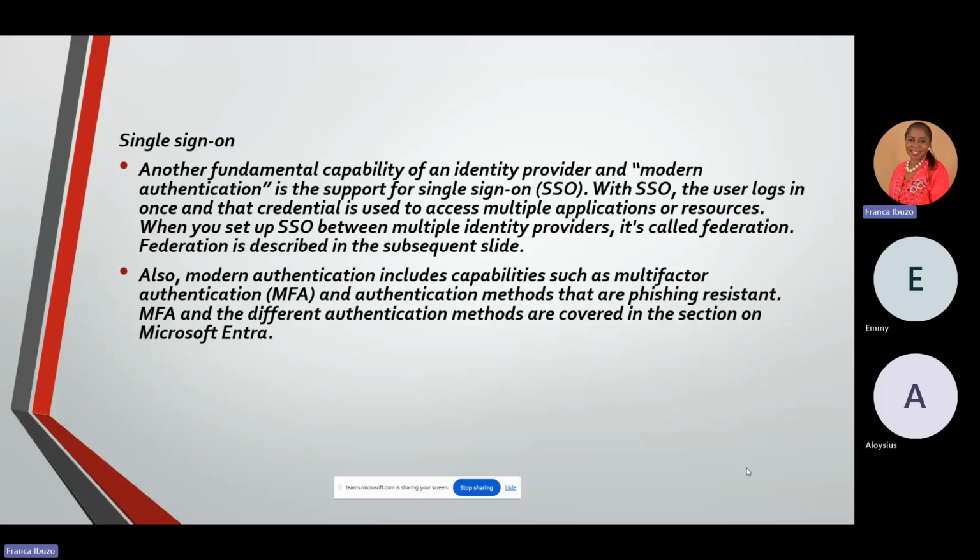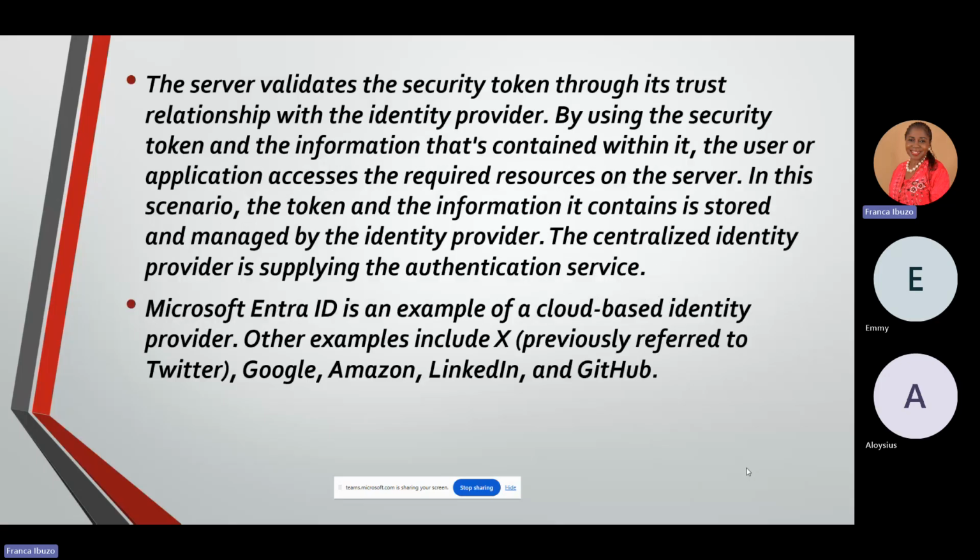Another fundamental capability of an identity provider and modern authentication is the support of single sign-on. Can somebody tell us, if you hear single sign-on, what does that mean? What can you say about single sign-on?